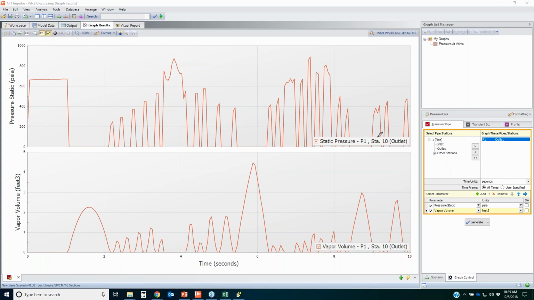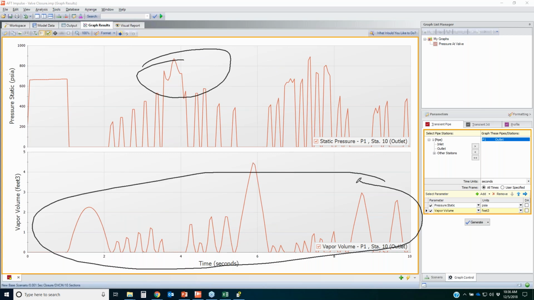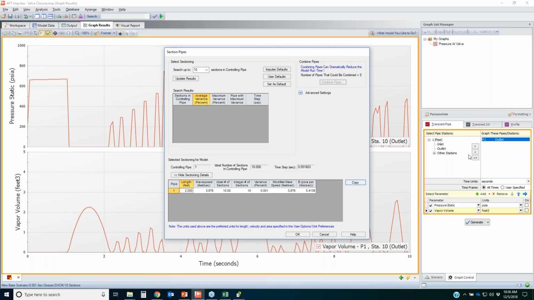And the question is, is this pressure realistic or not? Do you need to design your system for almost 900 psi? Well, it's hard to say by simply looking at this. One of the rules of thumb is to analyze what your relative vapor volumes are. When Impulse is doing the method of characteristics, it has to break your pipes up into sections. And so here we know that our pipe is 2,000 feet long, and we are putting 10 sections in that pipe. From that information, based upon a 200-foot long segment, you can calculate what the volume of that segment is.